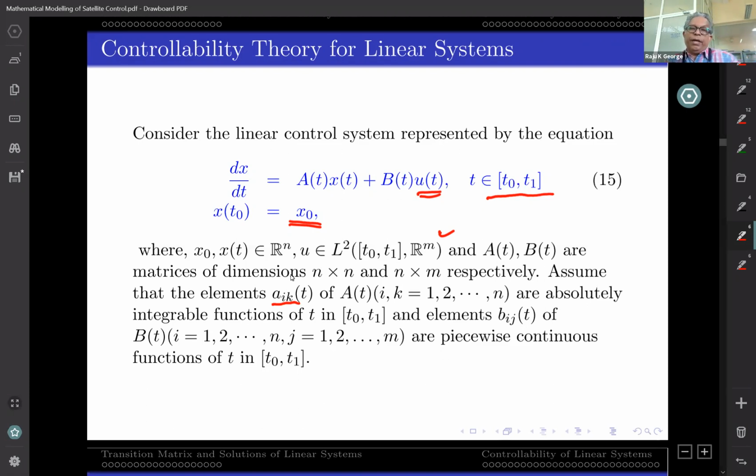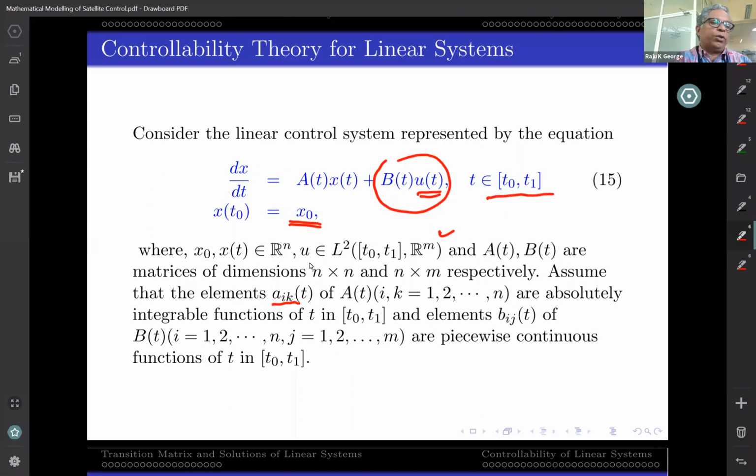Now we are going to get the solution of this system. It's a general system, nothing to do with the satellite. It's a general control system, a mathematical equation. It is a mathematician's terminology. It's a non-homogeneous linear vector differential equation. So B(t)u(t) is a forcing term, or what you call the non-homogeneous term, and A(t) is part of the equation. It is a first order linear equation with a non-homogeneous term and an initial condition, an initial value problem of a non-homogeneous system. So we want to find the solution of the system.